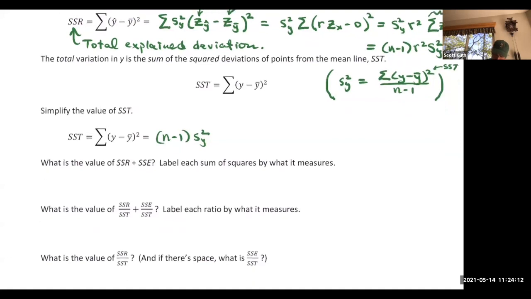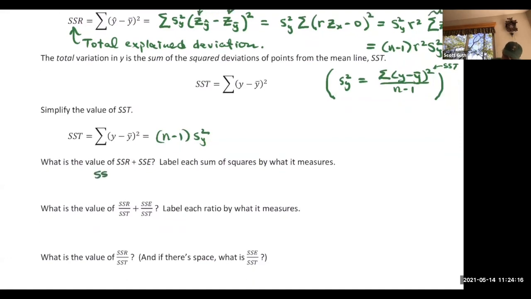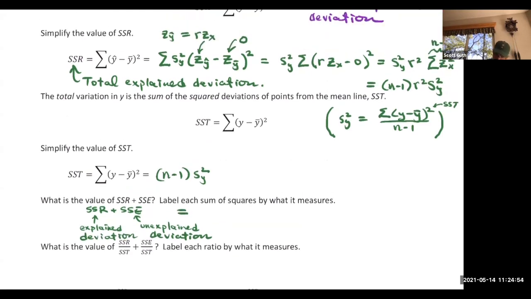Now it says, what's SSR plus SSE? So SSR plus SSE, this is the explained deviation. This is the unexplained deviation. Okay, I'm going to make this a little smaller so I can write the word deviation under this. Okay, well, if you look up, SSR was n minus 1 times r square. Is that SSR? Yeah. R square times sy square.